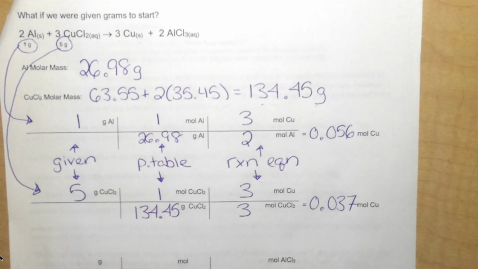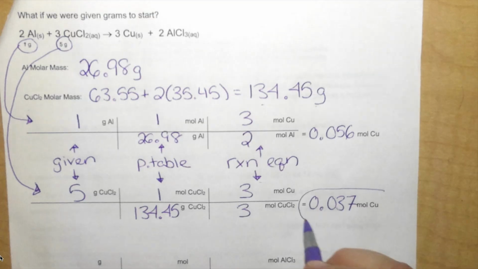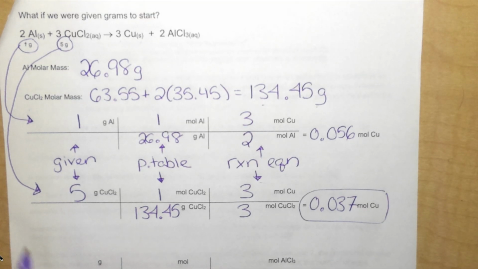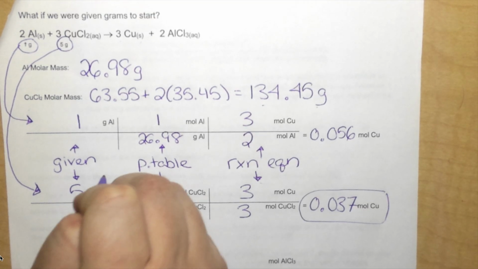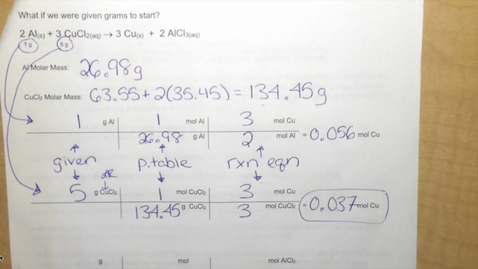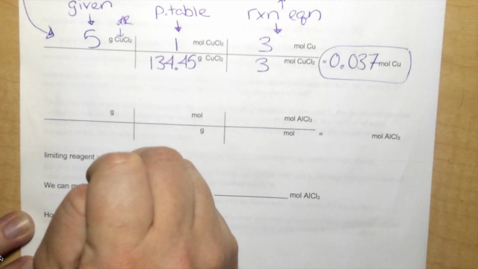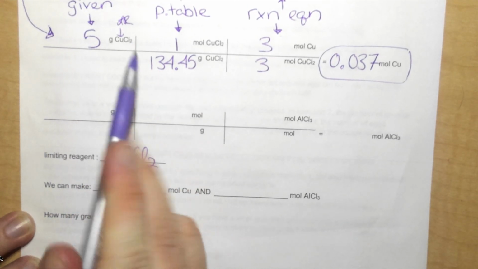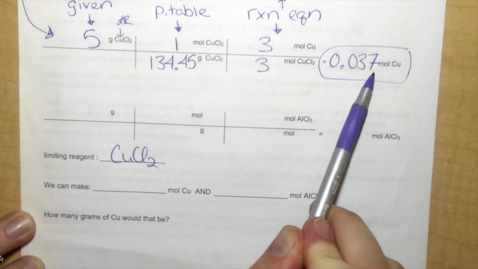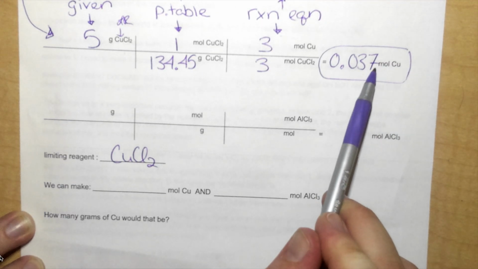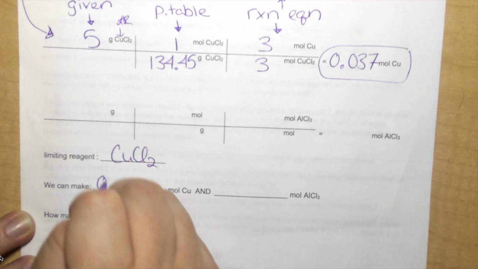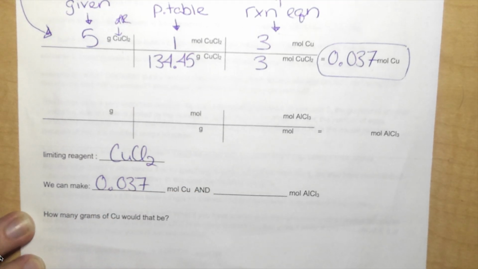So looking at those two amounts, okay, we're asking which one of those is the smaller number. So in that case, this is my smaller number, which means this right here is my limiting reagent. So down on the bottom of your paper, it asks you to label. So the limiting reagent is going to be the CuCl2, because that is limiting how much of this we can make, okay? And then we're just going to copy this number over here. So we're going to make 0.037 moles of copper.